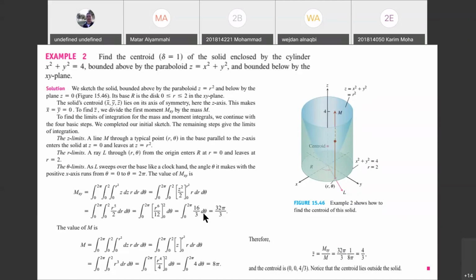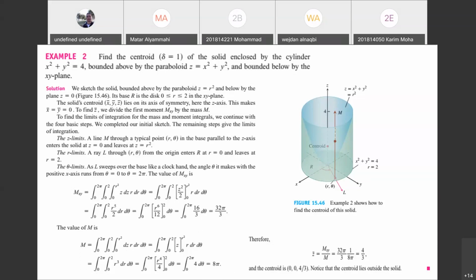The integration of d theta, theta from 0 to 2 pi, is 2 pi. So it will be 2 pi times 16 over 3, which is 32 pi over 3. This is the moment in the xy plane. Now, what is the value of m? This is the value of m, or the mass. You can think of it like a volume. And because the density here is given as 1, my function is equal to 1. As I said, the mass is given by the density function multiplied by the volume element, and you integrate the triple integral to get the mass. Because the density is 1, your function here is 1. It has the same integration bounds as the moment. So the mass is equal to 8 pi units of mass, right?